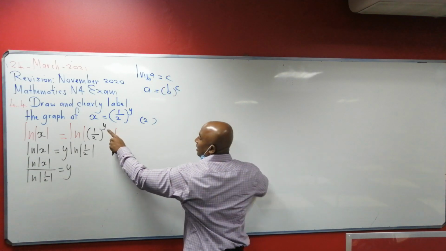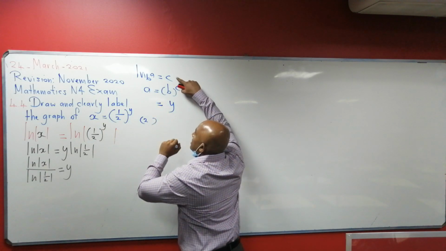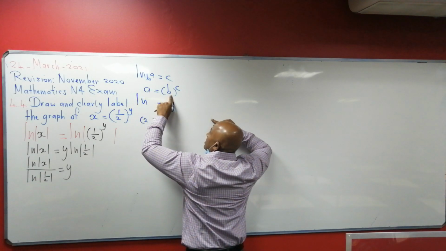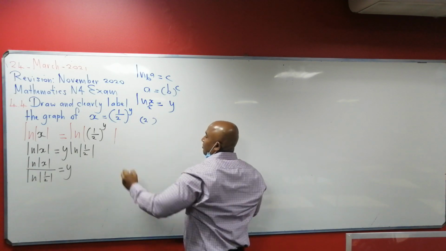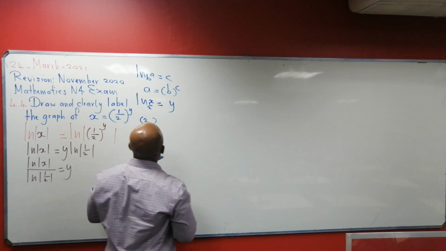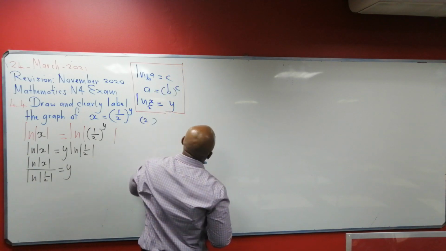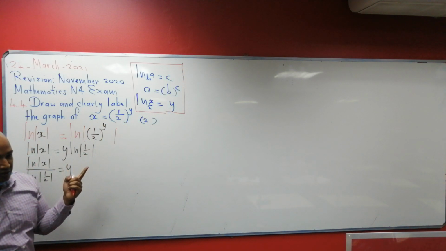So c is the power here, which is y. Can you see that? So I go y equals log a to the base b, so it's going to be log x to the base half. That is in one step. That's doing it in one step, converting from exponential form to log form. That's what they teach you in grade 12.